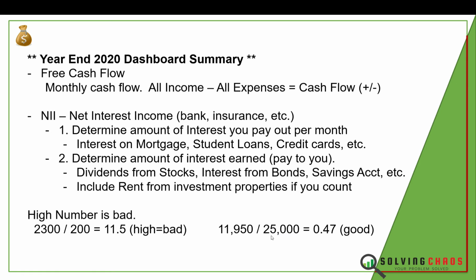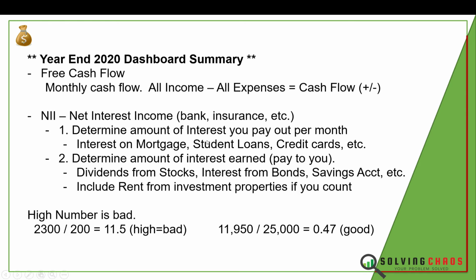Which is possible. You can have a huge amount of interest you're paying out per month, but your rental income could be, who knows? I'm making numbers up, obviously. You could have $23,000, $24,000. Maybe you got a couple million sitting in the bank earning interest. I don't know what it is. But this is what this is. You can determine what your NII is.